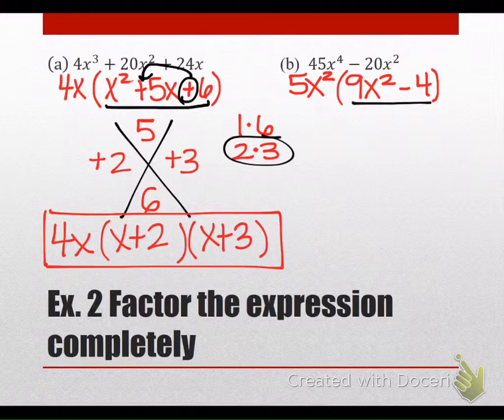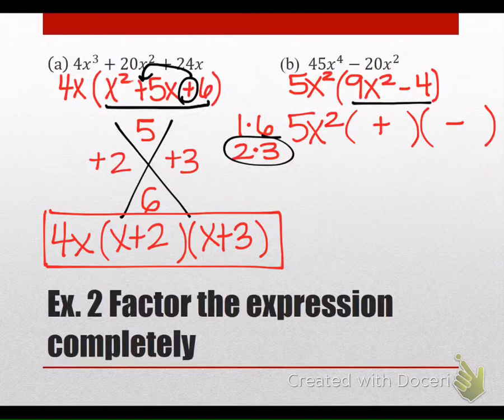So we're going to bring down our GCF, our 5x squared. And when we factor a difference of squares, how many parentheses do we end up with? 2. Our signs are going to be different. And how do I find out my terms? Michelle, the square root.